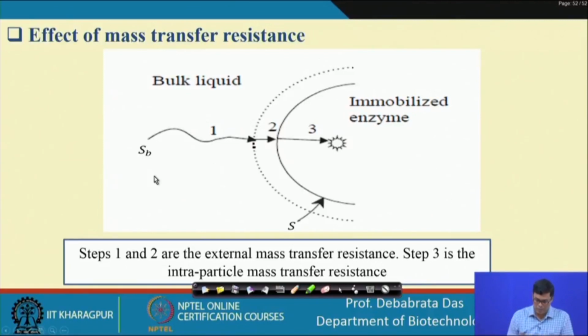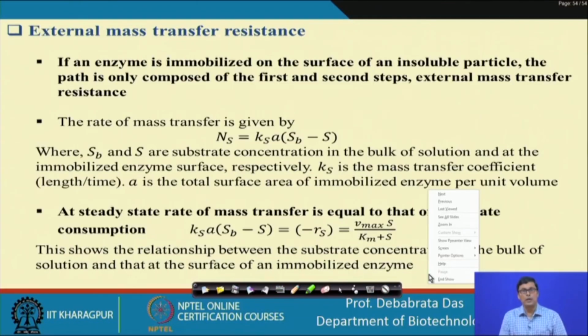This is the substrate, this is the bulk. The bulk substrate diffuses to the surface, and this is the stagnant zone. It comes like this, and then it diffuses here. So this is steps 1 and 2, external mass transfer diffusion, and step 3 is the intraparticle mass transfer diffusion that takes place. Here I will discuss how the external mass transfer diffusion problem can be explained.